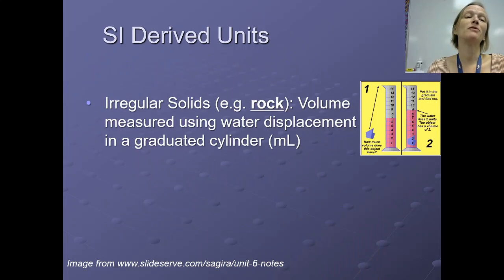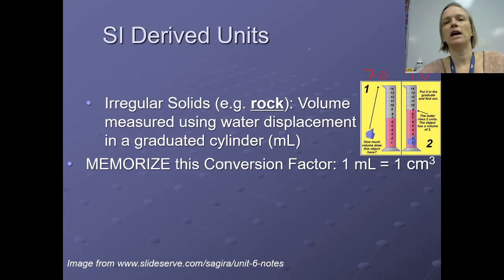If you want to measure the volume of an irregular solid, like a rock, you can measure the volume using water displacement in a graduated cylinder. We talked about this a little bit when we were talking about lab equipment. What you do is you fill up your graduated cylinder to a certain number. This looks like it's at exactly 7.0. And then you drop in the rock and you read the new value at 9.0. And you do the subtraction and you find out that your rock has a value of 2.0 milliliters.